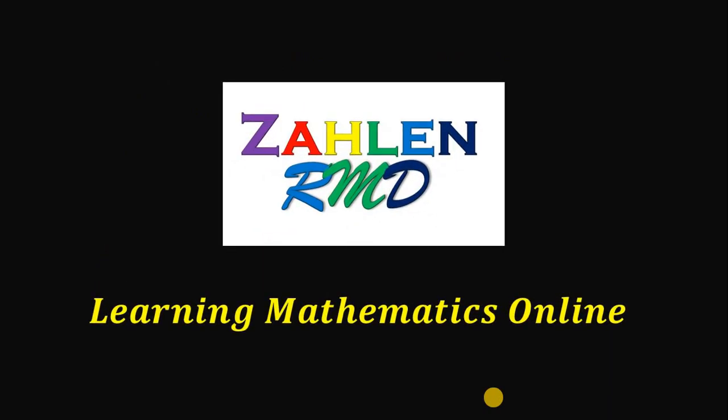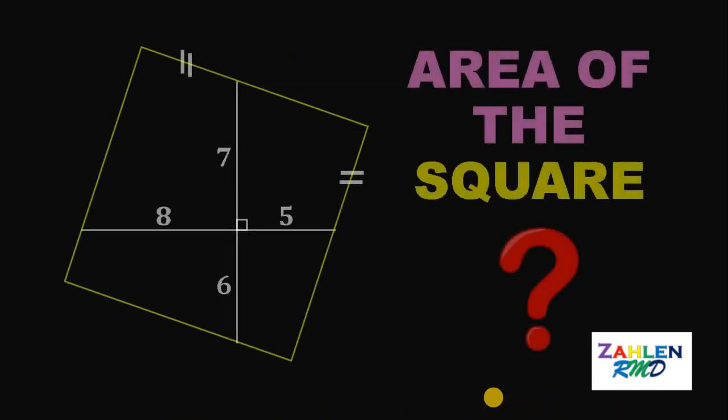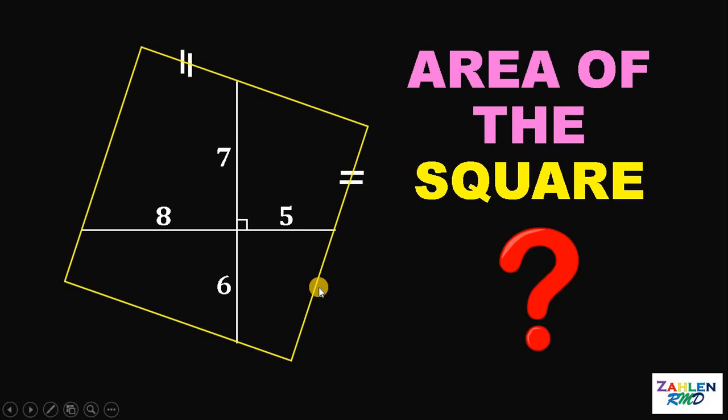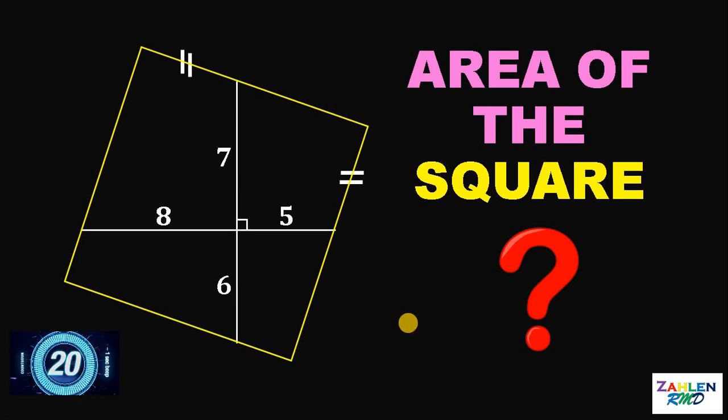And here's our question. Given this square, and inside of this square are two perpendicular segments, and given those values, the question is, what is the area of the square? Now, if you want to try this problem, you can pause this video. You have 20 seconds and the timer starts now.